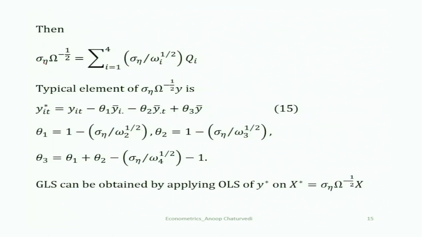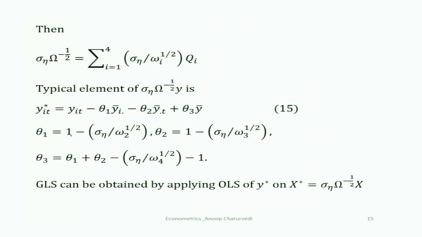Now, you can write σ_η Ω to the power minus half equal to the summation i equal to 1 to 4 of (σ_η divided by ω_i to the power half) into Q_i. Then the typical element of σ_η Ω to the power minus half y, if we pre-multiply y by this, is y*_it equal to y_it minus θ1 ȳ_i. minus θ2 ȳ_.t plus θ3 ȳ_..